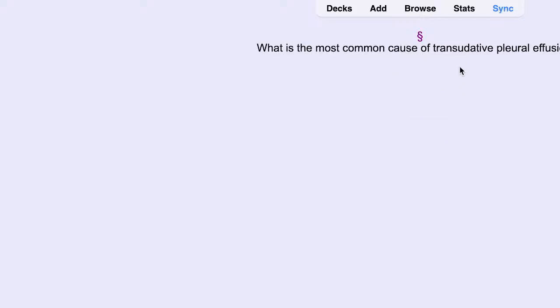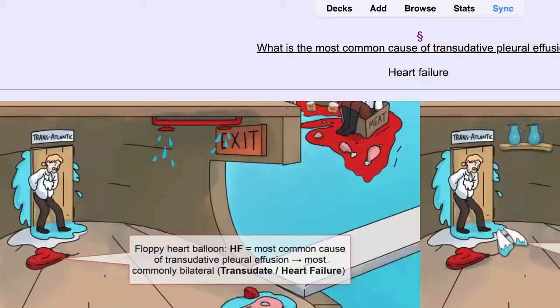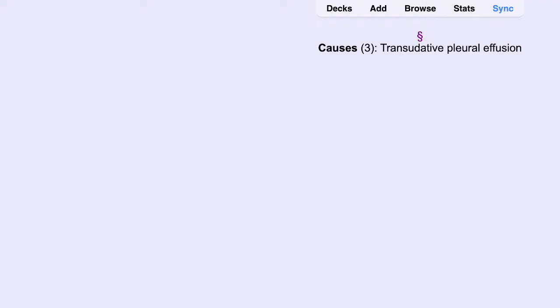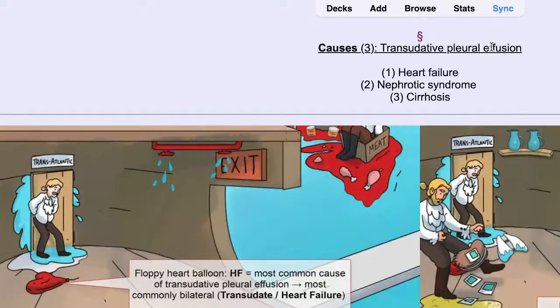Common cause of transudative one. We're talking about some TB maybe, the TB, the heart failure. We can call it TB also. Okay, heart failure, we're just gonna go with heart failure. What are the causes of transudative pleural effusion? I think we know one is heart failure. It could be TB again. No, they don't love that TB stuff.